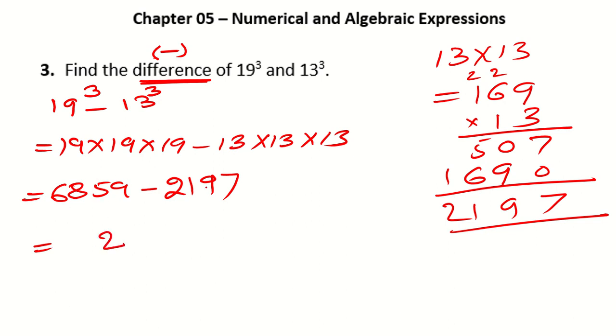Now subtract it. So 9 minus 7, 2. 5 cannot be subtracted. 9 cannot be subtracted from 5. So 15. 15 minus 9, 6. It will become 7. 7 minus 1, 6. And 6 minus 2, 4. This will be the answer.